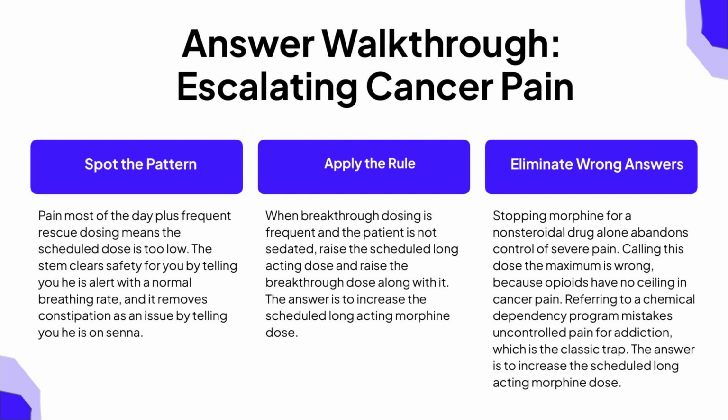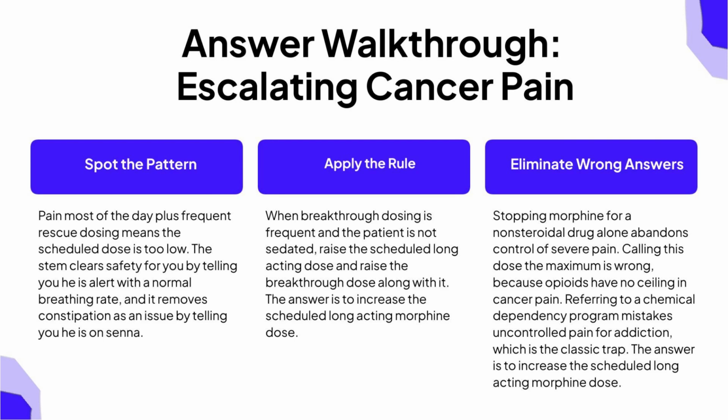Pain most of the day, plus frequent breakthrough dosing, tells you one thing. The scheduled dose is too low, and look how the stem cleared your path. Alert with a normal breathing rate removes any safety concern, and senna removes constipation as the issue. So apply the rule. When a patient needs frequent rescue doses and is not sedated, raise the scheduled long-acting dose and raise the breakthrough dose with it. The answer is to increase the scheduled long-acting morphine dose.